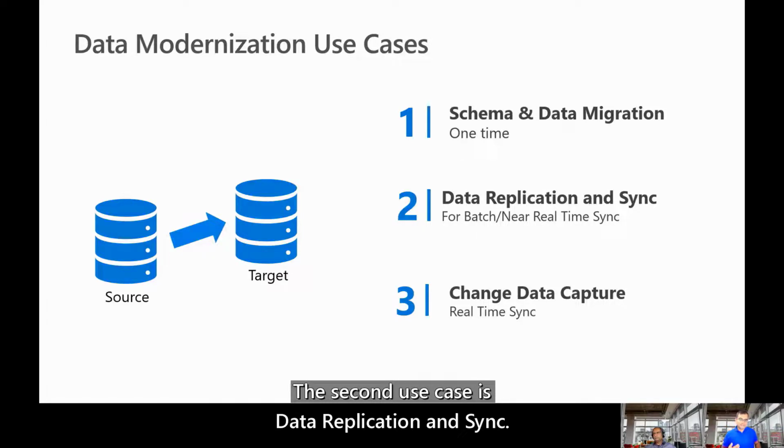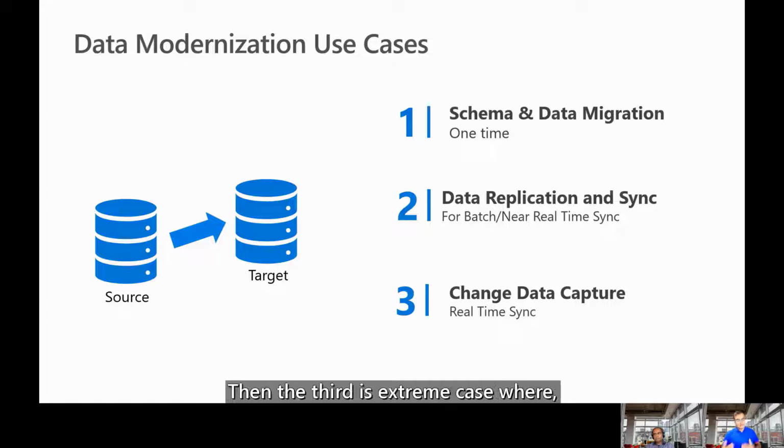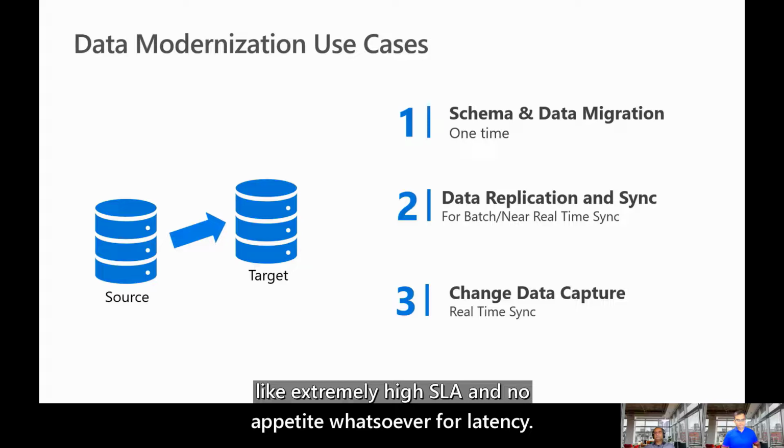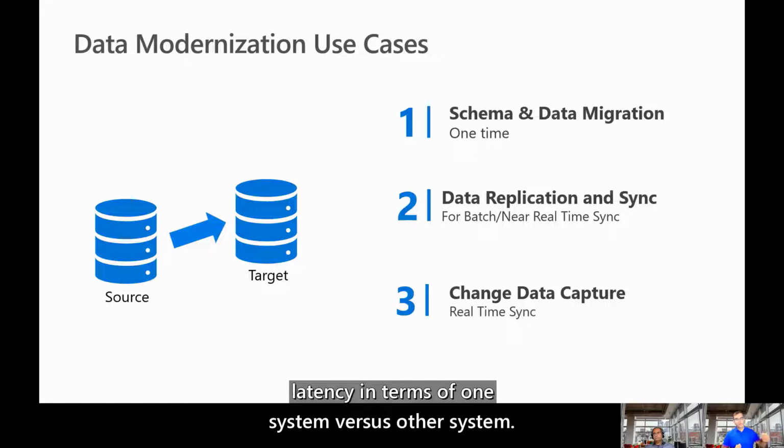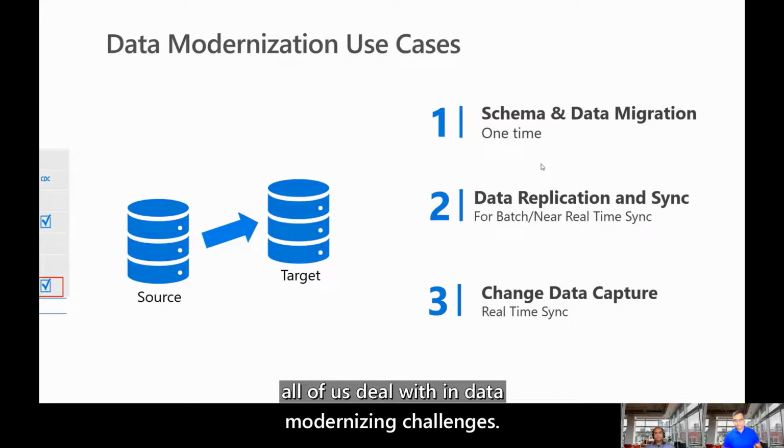The second use case is data replication and sync, and not limited to what you see here on the slide, like for batch or near real-time sync. There are other use cases too, but we put this just so it resonates better with you. And near real-time meaning there is a latency between source and target sync that is bearable. And then the third is the extreme case, with extremely high SLA and no appetite whatsoever for latency, not just in terms of transactions per second latency tolerance level, but also in terms of milliseconds of latency between one system and another system. So these are primarily the three use cases that all of us deal with in data modernization challenges.